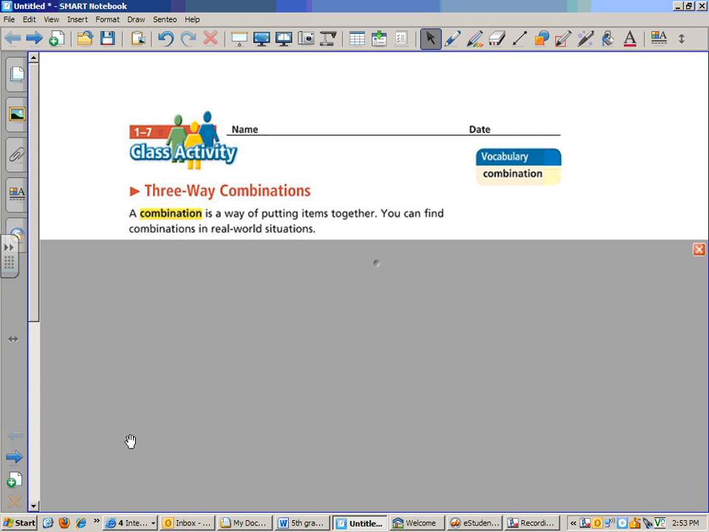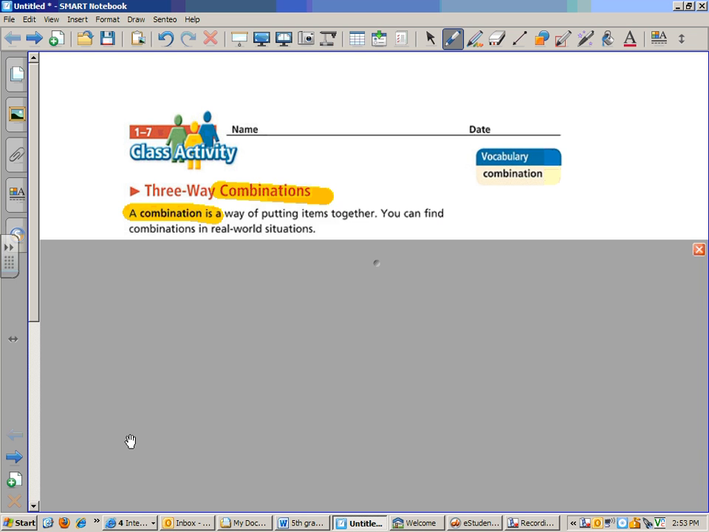Okay, this is part of chapter 1, and this is lesson 7. What we're going to be talking about today is solving multiple comparison and combination situations. So we're going to start out with just looking at some combination situations. So we have combinations here, and actually they've already highlighted that for you.